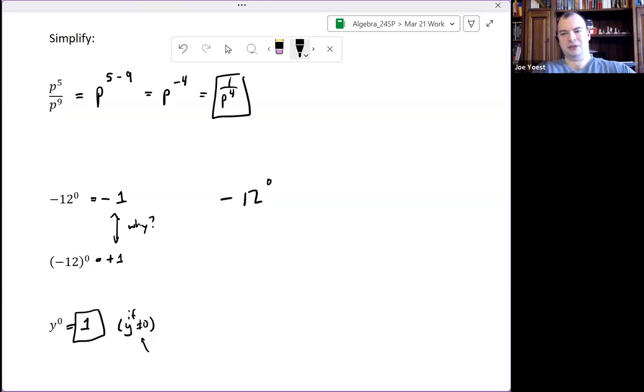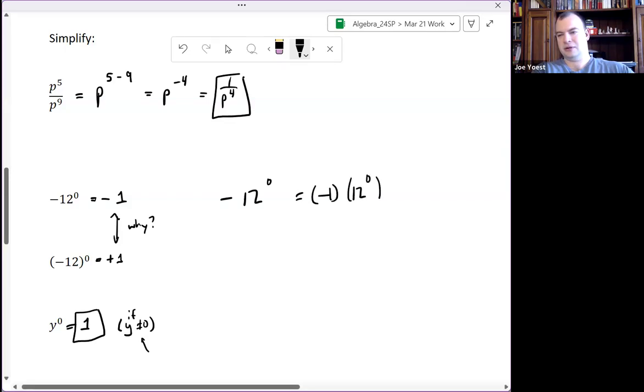Something like negative 12 to the 0, we kind of think of this as negative 1 times 12 to the 0. So it's negative of some number. What number are we taking the negative of? 12 to the 0. 12 to the 0 is 1, and then we negate that to get a negative 1. Where down here, parentheses negative 12 to the 0 power means basically we have something like negative 1 times 12 all to the 0 power.